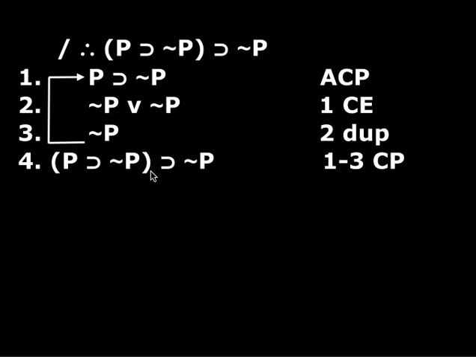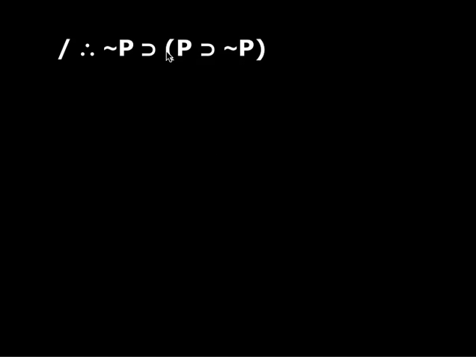Let's do another example, because it turns out if we flip these, it's also a tautology. If not P, then if P, then not P. So I'm just going to flip it around. This statement is also a tautology. I'm also going to use conditional proof. I'm going to assume the antecedent and derive the consequent. So I'm going to assume not P.